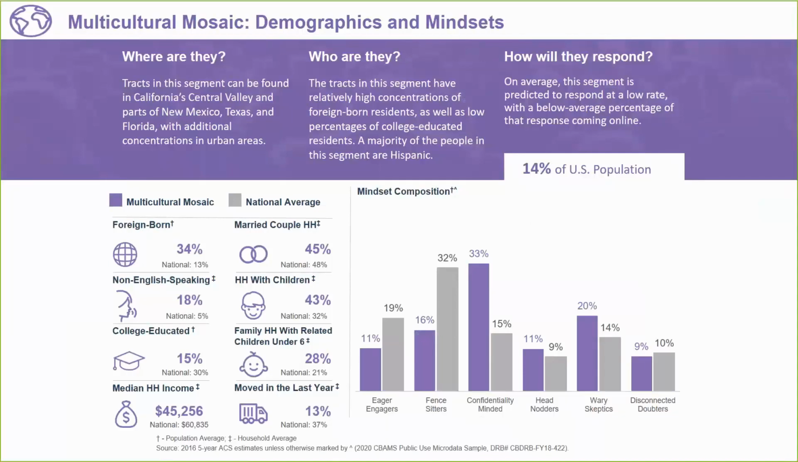Most people fall in the middle. Your fence sitters, they're not actively opposed to responding. They probably wouldn't take much encouragement, but we need some kind of outreach or buy-in to get them to respond. Then on the far right, we have the disconnected doubters. These people have no interest. They have actively chosen to not engage, and they may be harder to encourage. So any kind of marketing, we need to really target. In the middle, we also have the confidentiality minded. This is a good example. In this multicultural mosaic segment, 33% of people are concerned about their confidentiality and what the government is going to do with the data from the census.